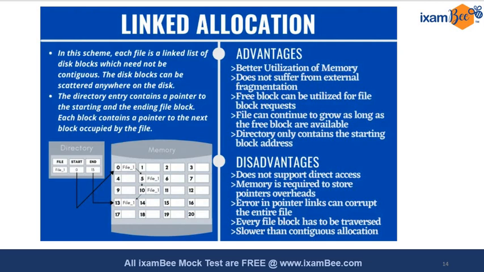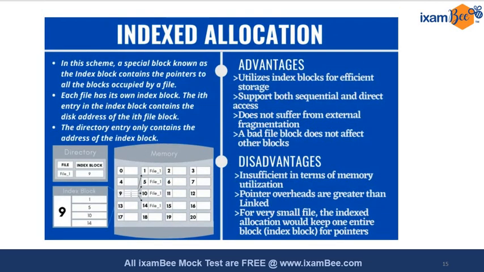Here every file block has to be traversed, so it is a sequential kind of manner, and it is slower than the contiguous allocation, as can be easily seen from how it is being accessed. So it is relatively slower than the contiguous manner. After that, we have indexed allocation, the last one in the non-contiguous category.